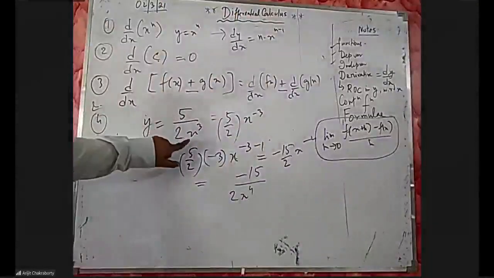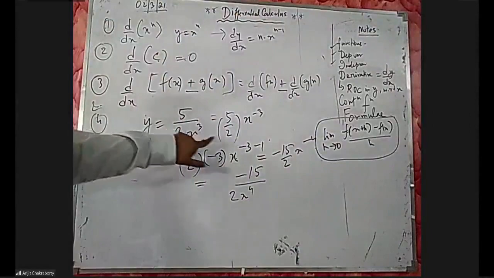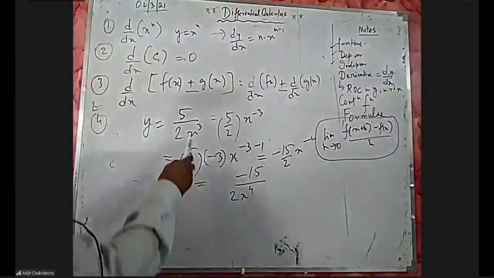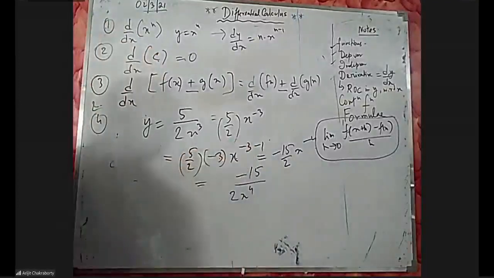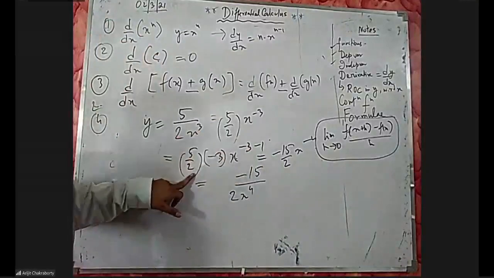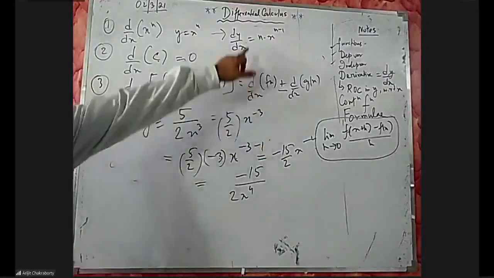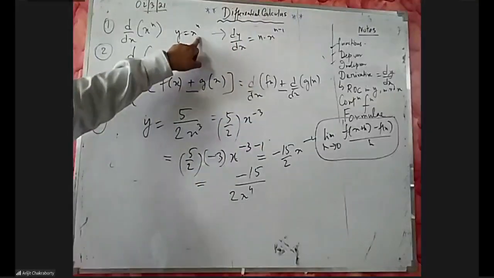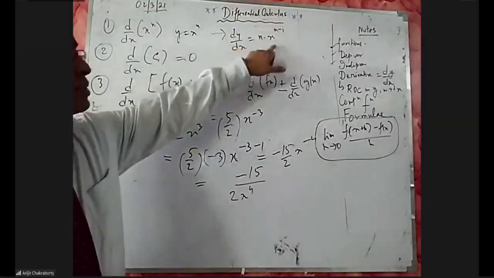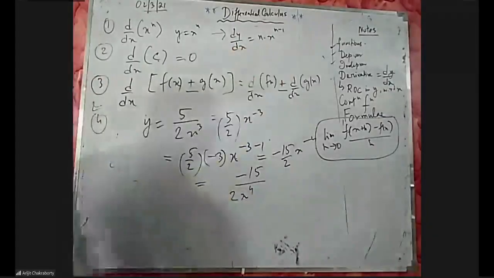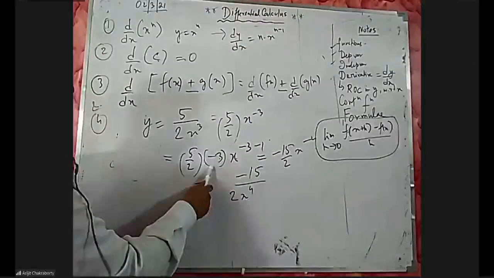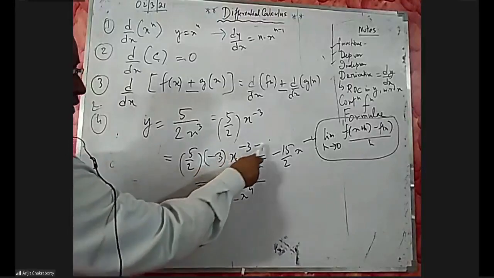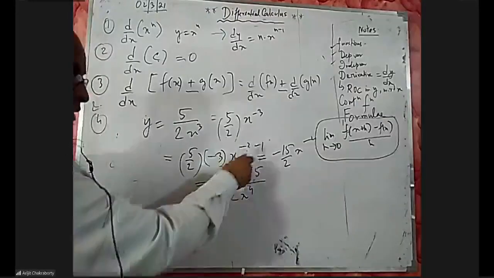Here x is in the denominator, x cube. Once you move 1 by x cube to the numerator, as per the law of indices, from x cube it will become x to the power minus 3. So 5 by 2 times x to the power minus 3 is of the form y equal to x to the power n. So that is n times x to the power n minus 1. So minus 3, I have brought x to the power minus 3 minus 1.